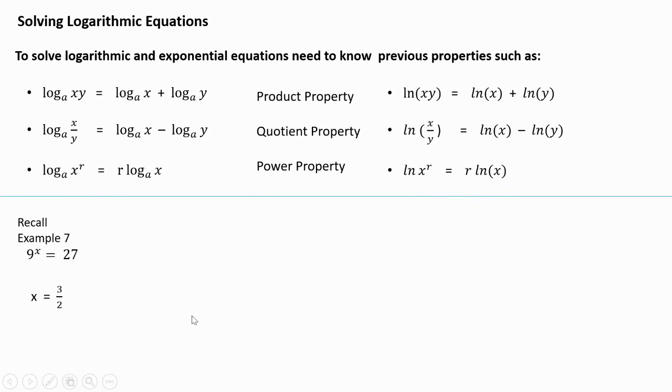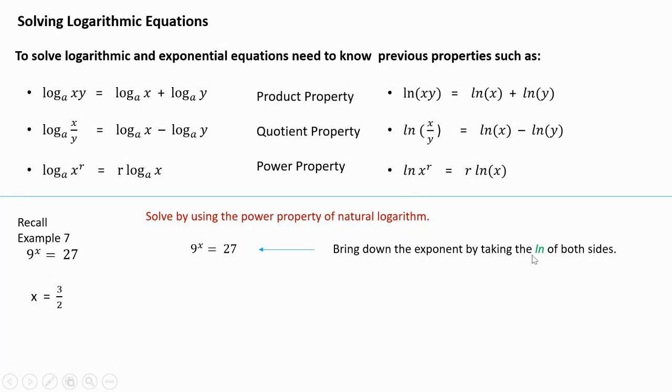Remember that x was 3 over 2, correct? Now solve by using the power property of natural logarithms. I want the exponent to come down, because I want x equals something. How do we bring it down? We bring it down by taking the ln on both sides, and the exponent comes down by applying the rule. So again, we take the ln on both sides.